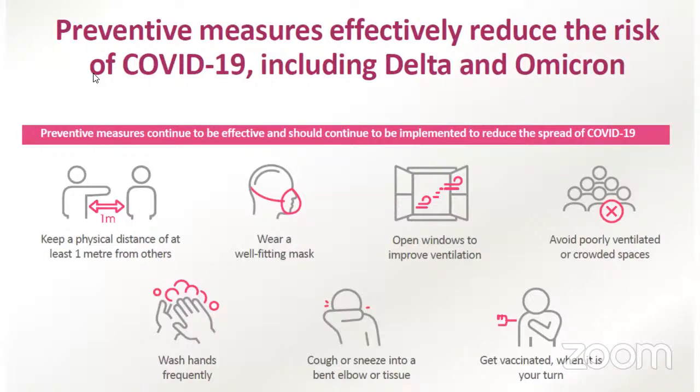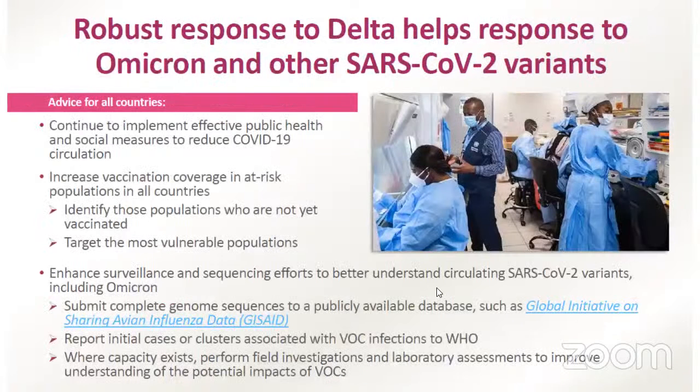These are some preventive measures which effectively reduce the risk of COVID-19, including the Delta and Omicron. Keep a physical distance of at least 1 meter from others. Wear a well-fitting mask. Open windows to improve the ventilation. Avoid poorly ventilated or crowded spaces. Wash hands frequently. Cough or sneeze into a bent elbow or tissue, and get vaccinated as soon as possible when it is your time. So the robust response to the Delta helped the response to the Omicron and other SARS-CoV-2 variants.